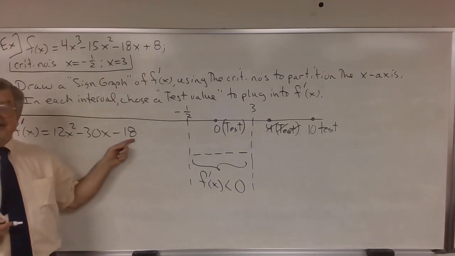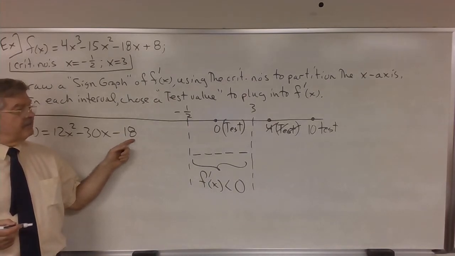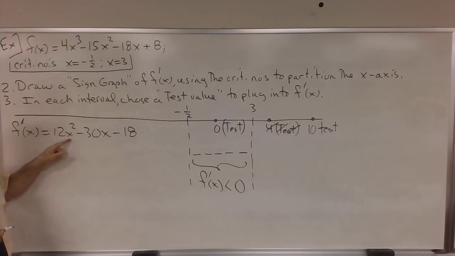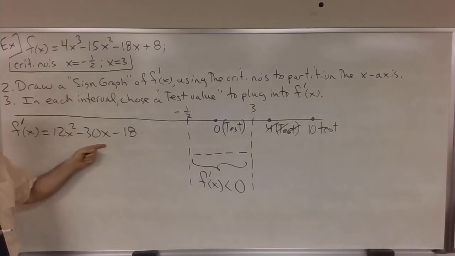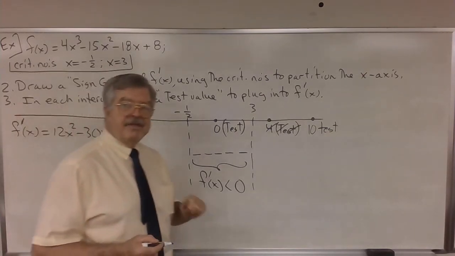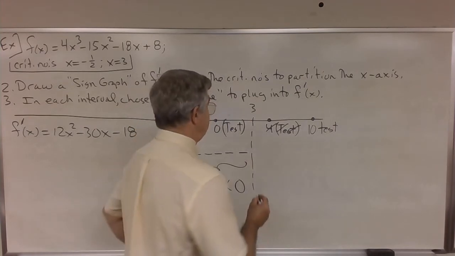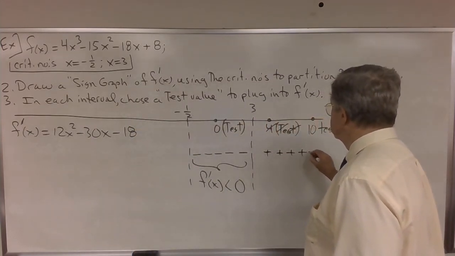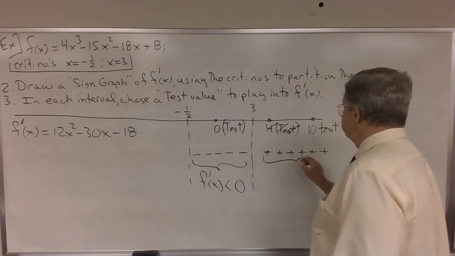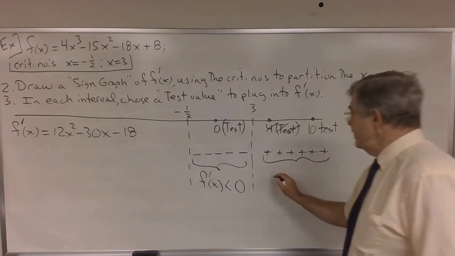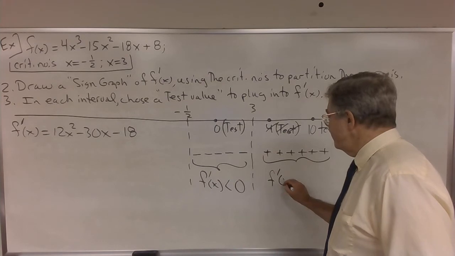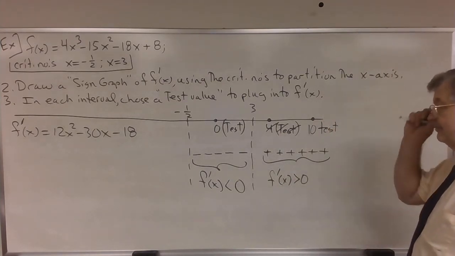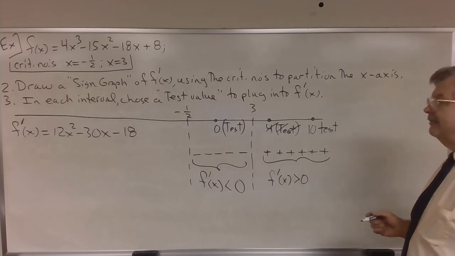The 882 isn't really all that important, but the fact that when I plug in 10, I get positive 882, that's the important thing, the fact that it's positive. So I will record the sign of the derivative, and underneath I'll write f prime of x greater than 0. Excellent.